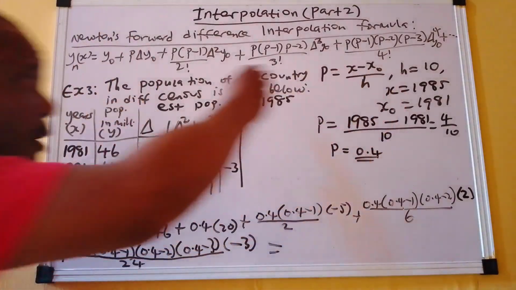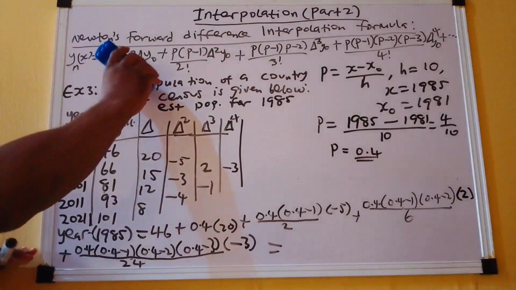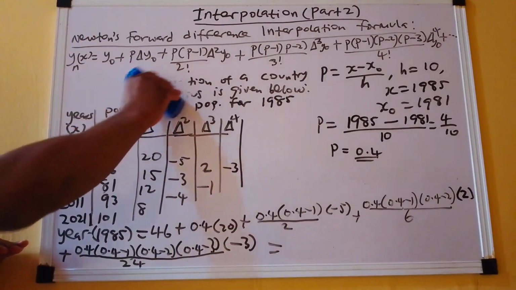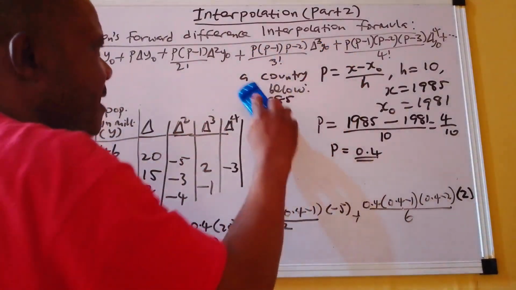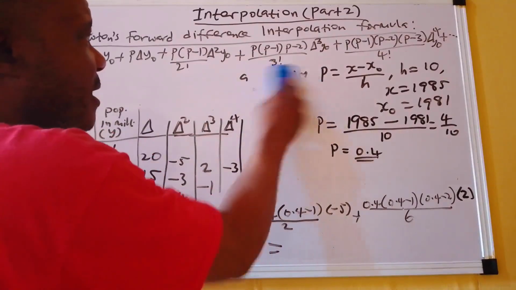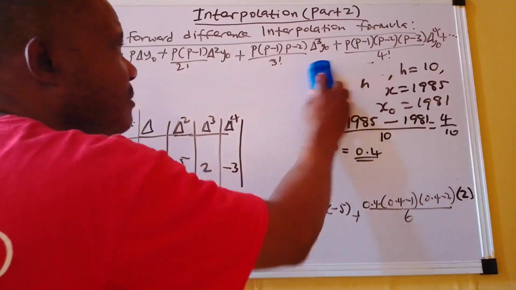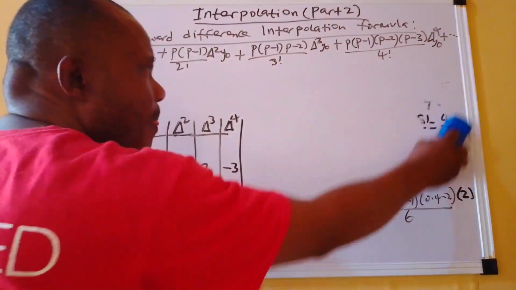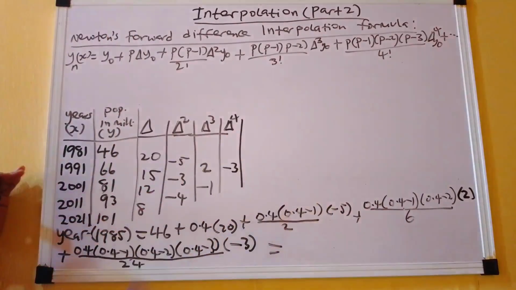So you have seen the question, and now I want you to permit me to clean this question so that we can have enough space to write. Our P is already 0.4, so it's taken. Permit me to also clean this part of the board so that we can have enough space to write.